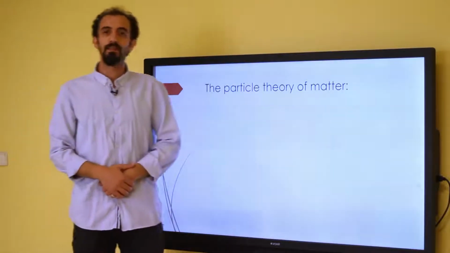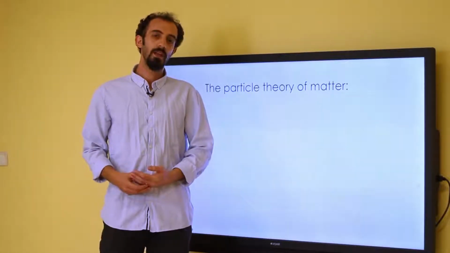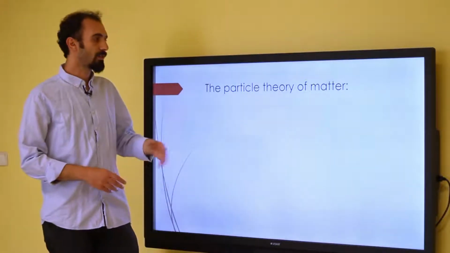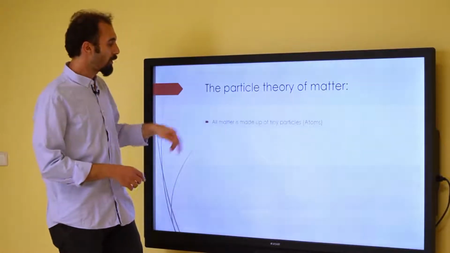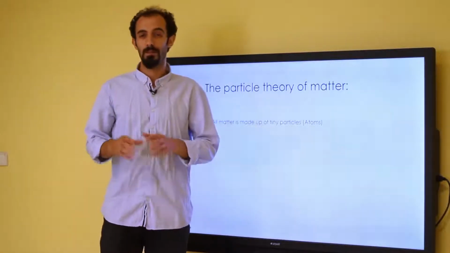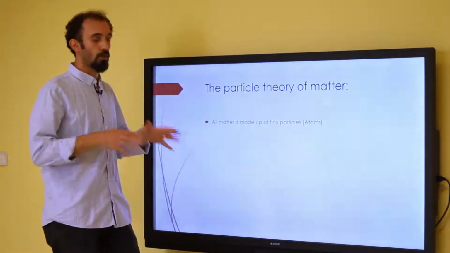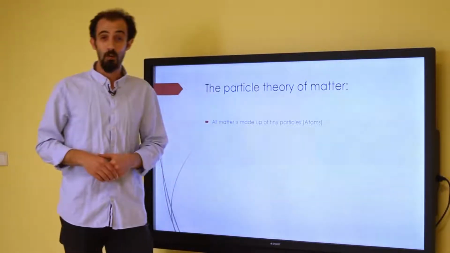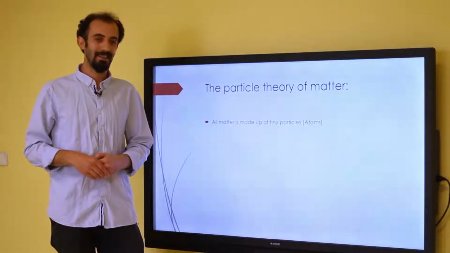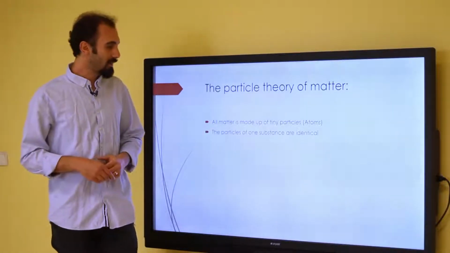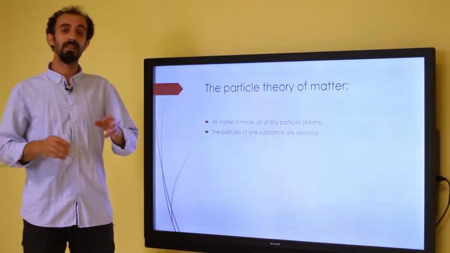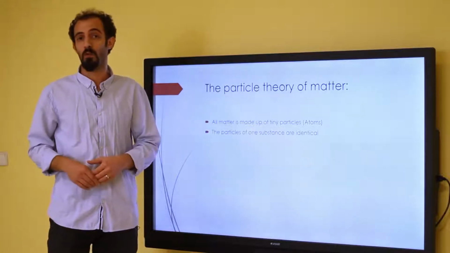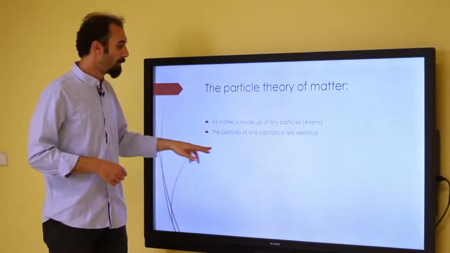It all started in England in the 16th century when a science teacher called John Dalton proposed the particle theory of matter, which states that all matter is made up of tiny particles, which of course we now call atoms. The word atoms comes from the Greek word atomos, which means cannot be cut. The theory also states that the particles of the same substance are identical, which means atoms or molecules of the same substance are identical.